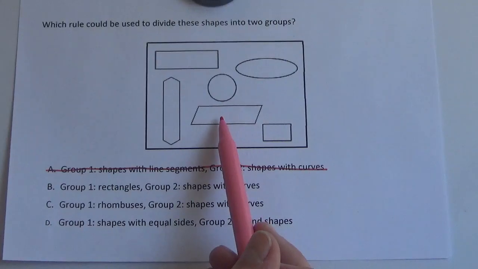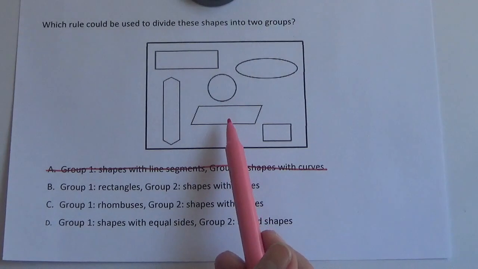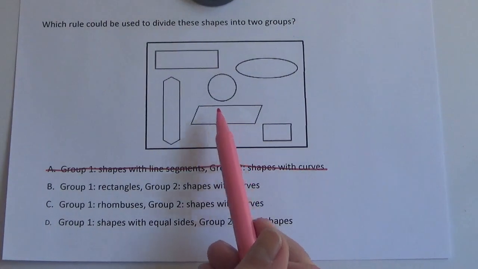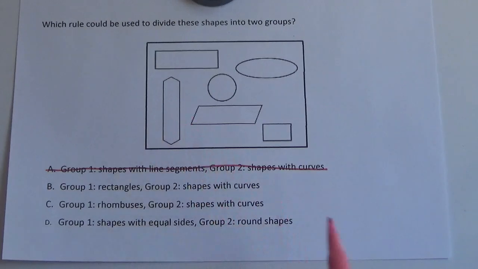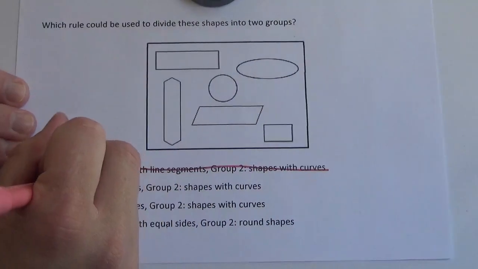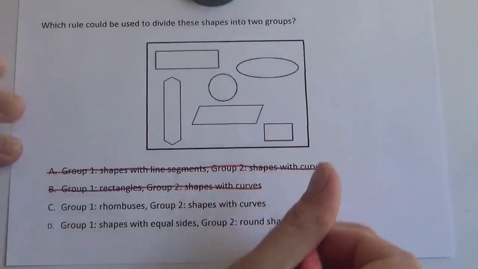But does this have a curve? Is this a rectangle? It's not a rectangle. And this does not have any sides that are curved. And the same thing here. This is not a rectangle, but it doesn't have curved sides. So because not all of the shapes would fit into those two categories, that means B is not right either.